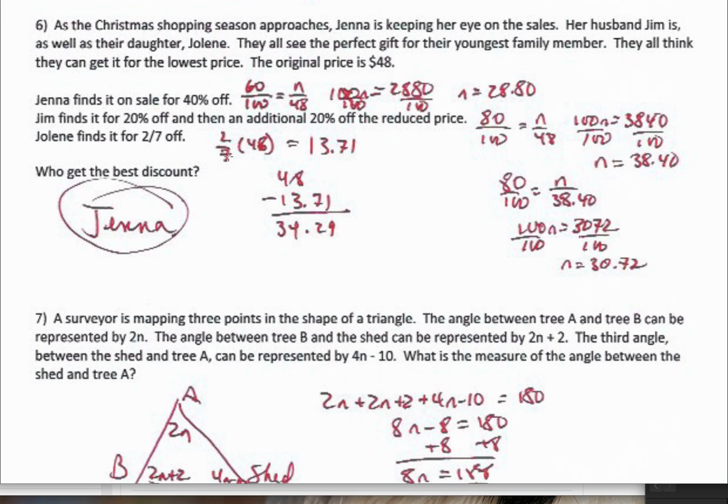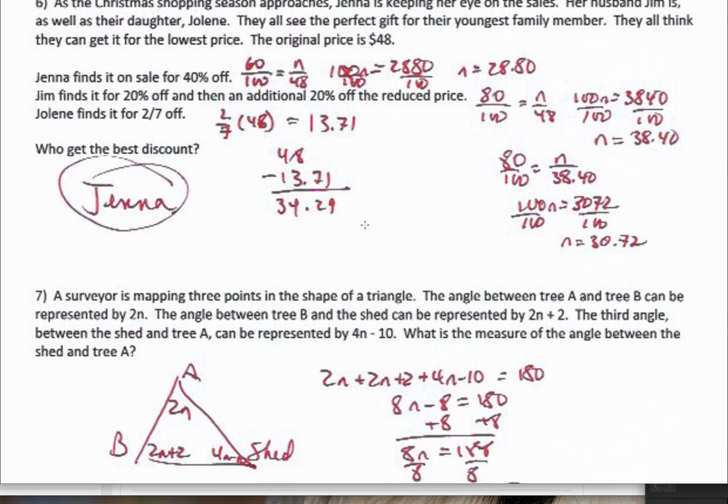Jolene finds it for 2/7 off. So you do 2/7 times 48, you get $13.71. Subtract that from 48, you get $34.29. So the best price is Jenna's price. You could have also done 5/7 times 48. You would have gotten directly to $34.29.